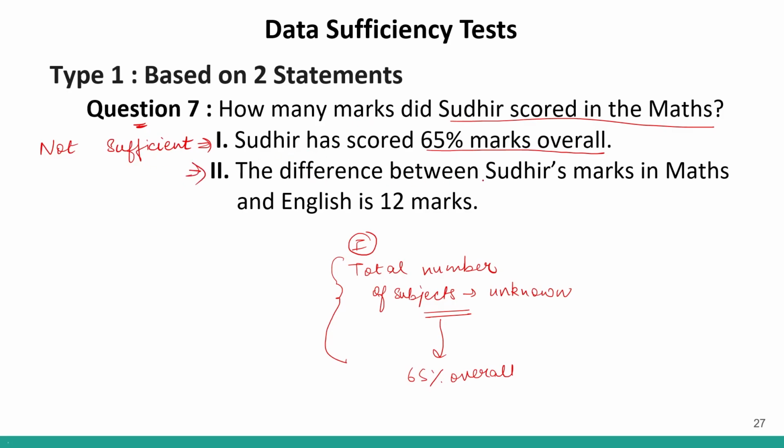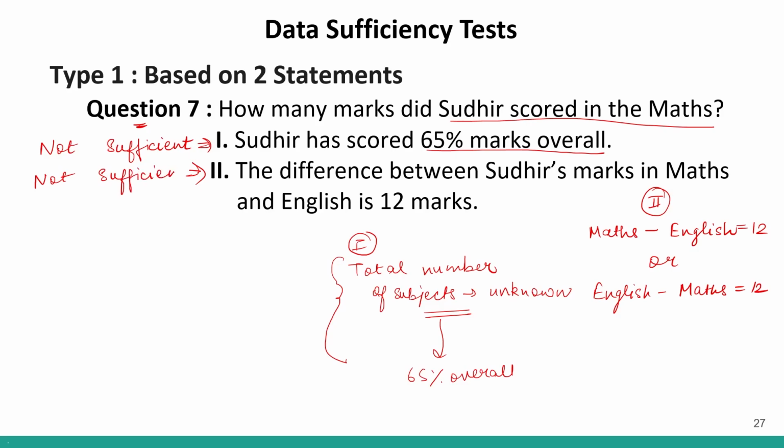Statement number 2 says that the difference between Sudhir's marks in maths and English is 12 marks. So again, Sudhir could have scored more in maths and less in English, with a difference of 12, or he could have scored more in English and less in maths, correct? Either of the two possibilities is possible. So even with statement 2, we cannot identify Sudhir's scores in maths. So this statement also is not sufficient.